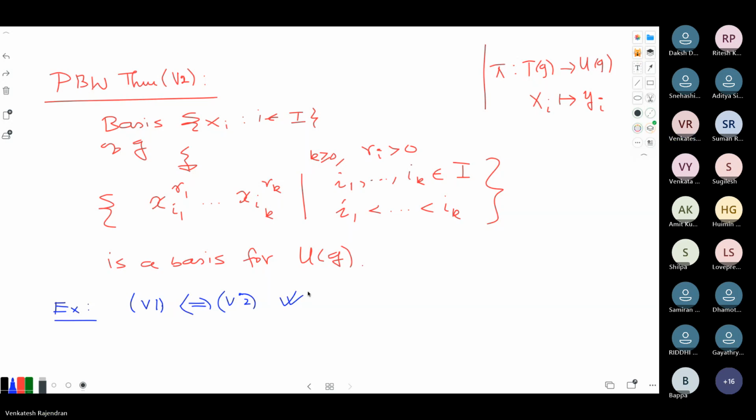Okay. Sorry. Is the index set I finite? Not necessarily. So I could be anything actually. The only thing is you take some total order on that, so that you can talk about an increasing sequence. Okay, so I don't have to be finite, but it should have an order, right?